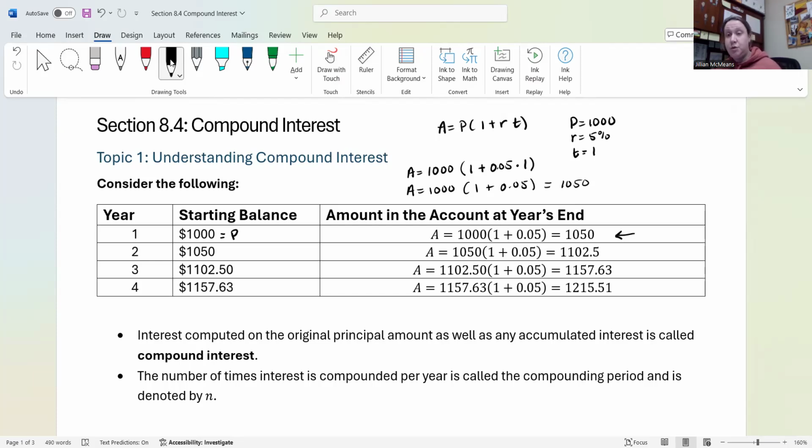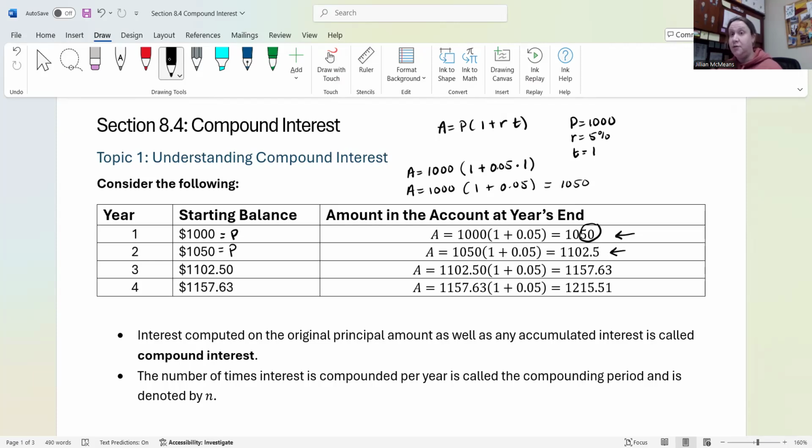Well, in year two, instead of calculating your interest on just that $1,000, we're going to say, hey, guess what? You have that $1,000 plus that $50 in interest you earned last year. So we're going to make your starting balance $1,050. And then we repeat the whole process. Now P is 1,050. We're still going to calculate interest for just 1 year at 5%. And after 1 year, your new balance is going to be $1,102.50.